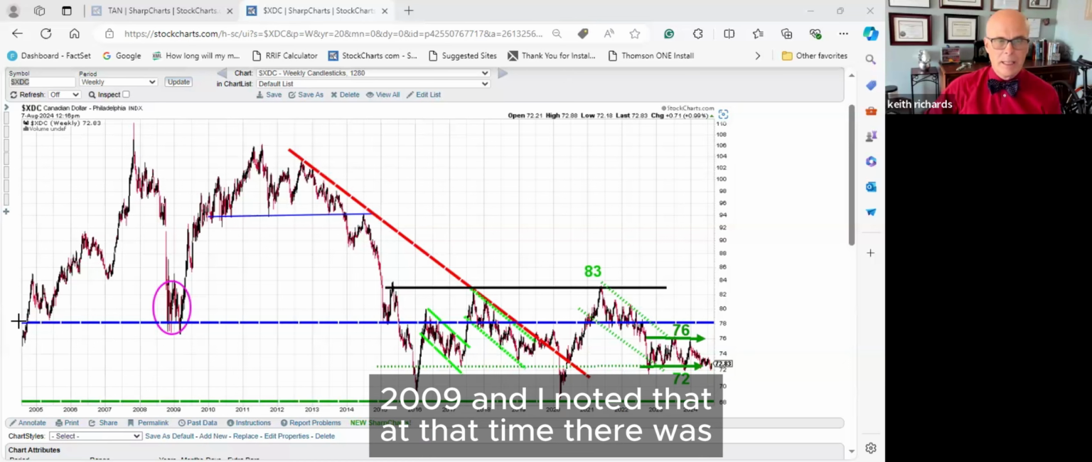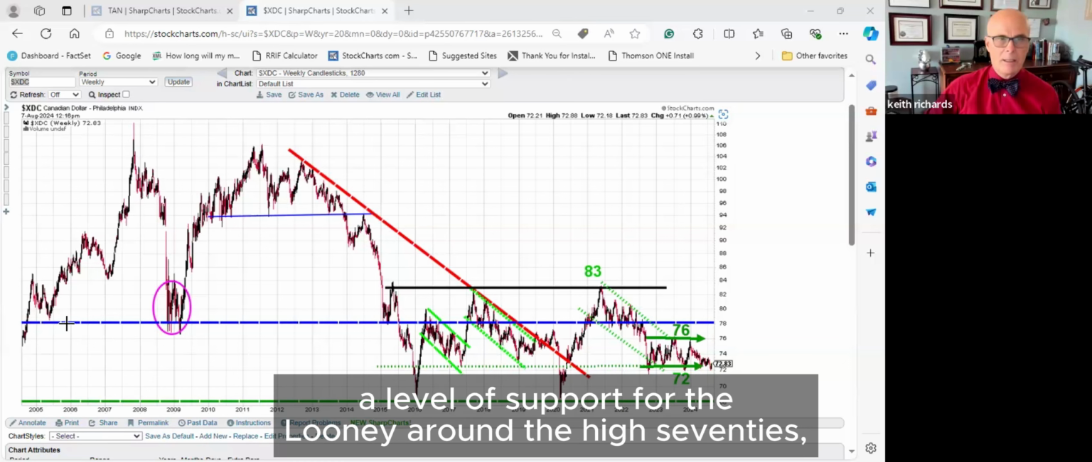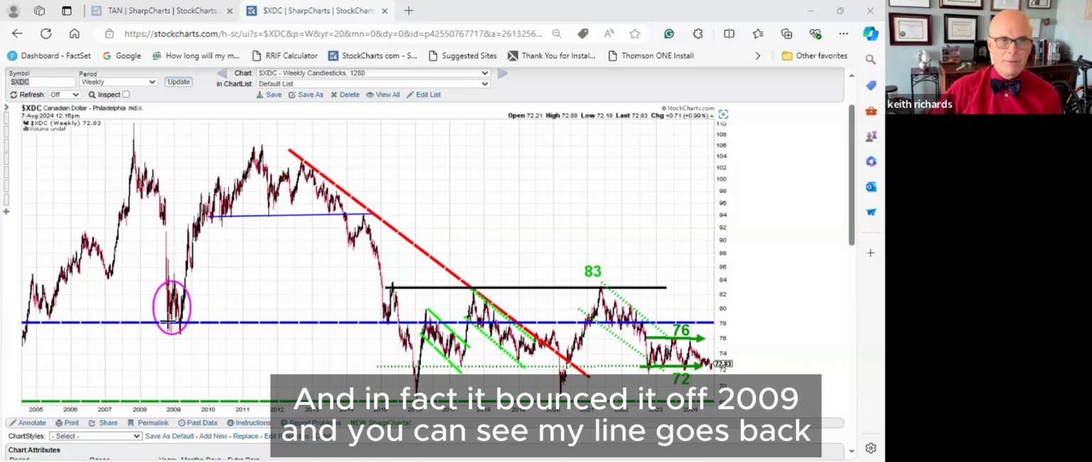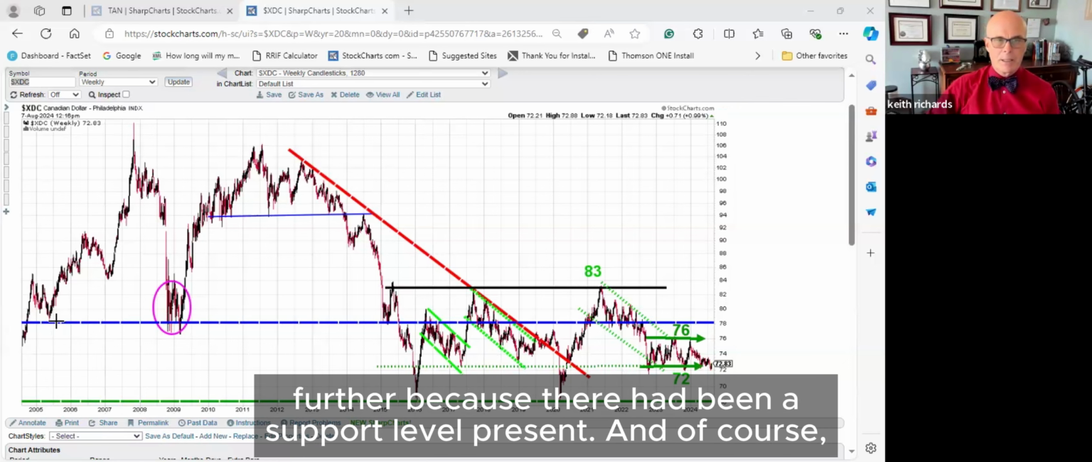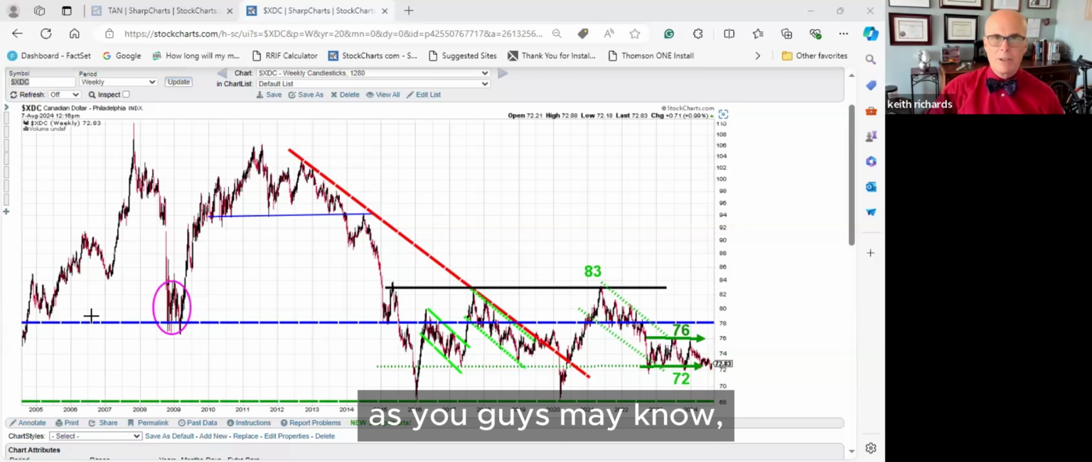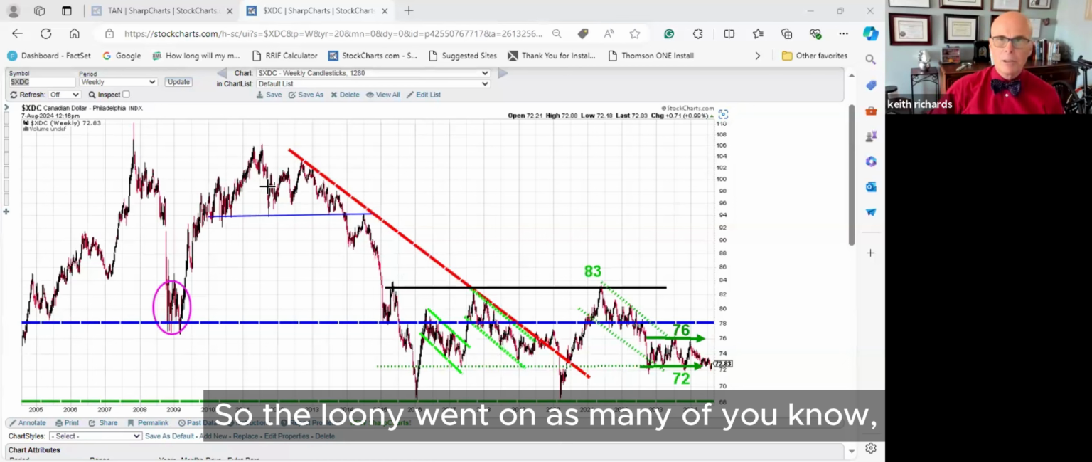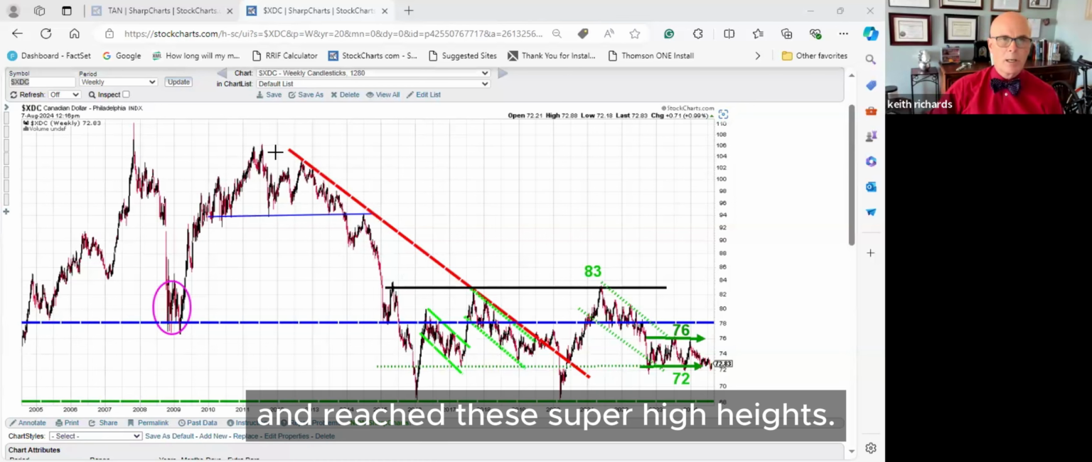I noted that at that time, there was a level of support for the Loony in the high 70s, around 78, and in fact it bounced off it in 2009. You can see my line goes back further because there had been a support level present. And as you may know, that support often becomes resistance, and that is in fact what happened. So the Loony went on to reach super high heights.